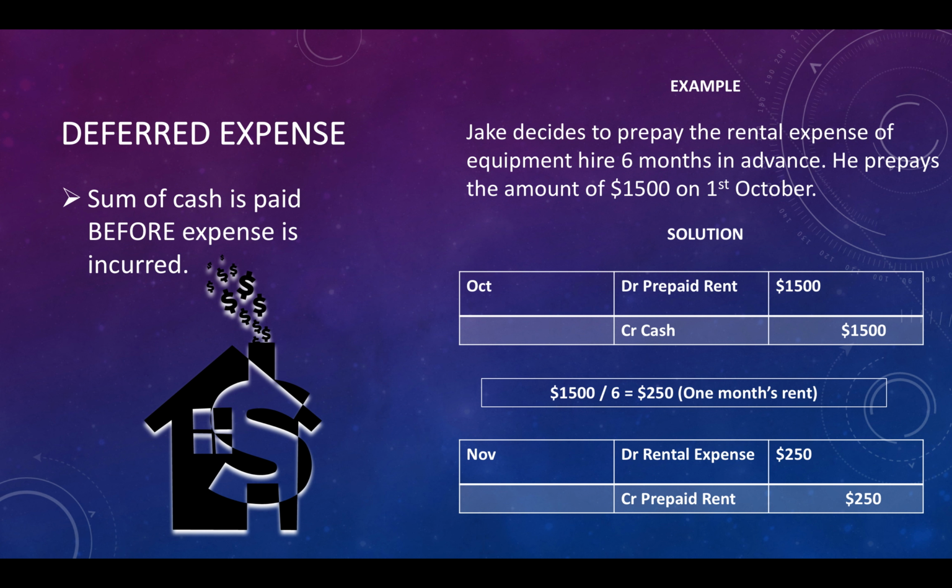Because he has paid for the 6 months, we can then divide the $1,500 by 6, which leaves us with $250. For the next month of November, we can then record the transaction by debiting the rental expense of $250 and crediting the prepaid rent of $250.